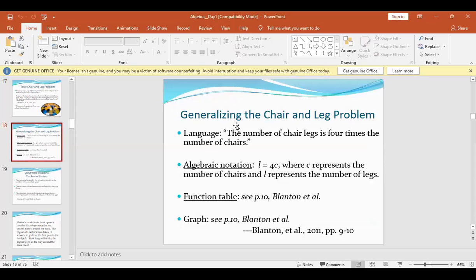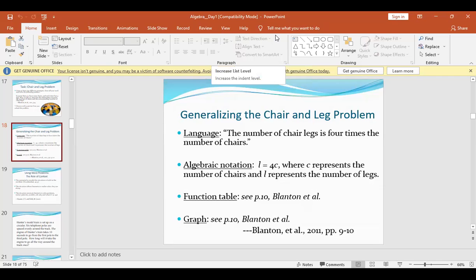So, in terms of language, iba, napag-usapan din sa slide kahapon na we should do generalization. So first, let's talk about it in language. In language, the number of legs is 4 times the number of chairs. Diba? Tama siya, pag ginagawa natin siya in a word problem. But if you will do it in an algebraic notation, legs equals 4C. C represents the chairs and L represents the legs. So, pwede siya, diba? You could do it in another way.